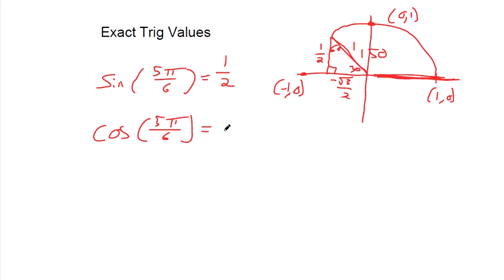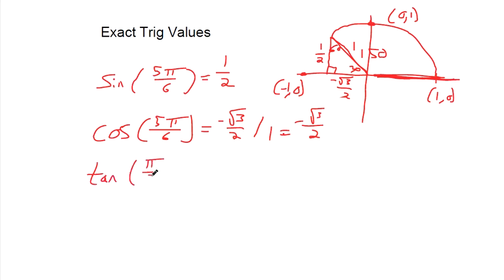Because cosine of 5 pi over 6, looking from our reference angle, the adjacent side is negative square root of 3 over 2. And the hypotenuse is 1. So it gives us negative square root of 3 over 2. Maybe one more. How about, we haven't done tangent yet. Yeah, let's just go back.